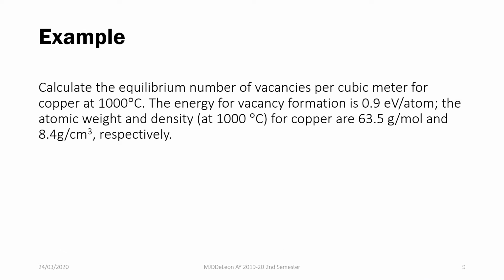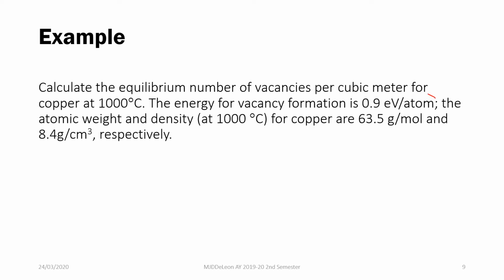As an example, we take this problem. We have already solved this in class. You can calculate the equilibrium number of vacancies per cubic meter for copper at 1000 degrees Celsius using our formula before. The energy for vacancy formation is 0.9 electron volt per atom. The atomic weight and density at 1000 degrees Celsius for copper are 63.5 grams per mole and 8.4 grams per cm cubed, respectively. So in this case, we have your activation energy.